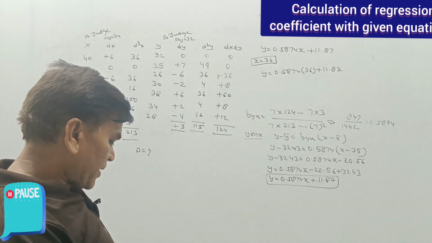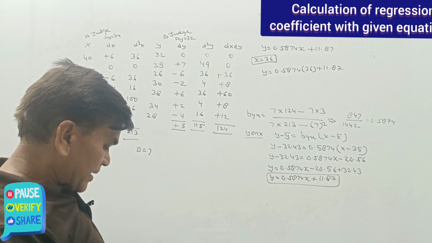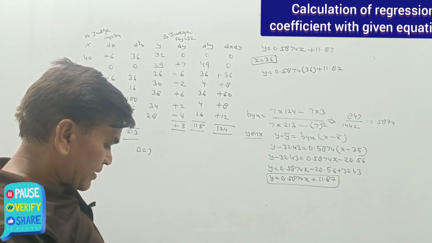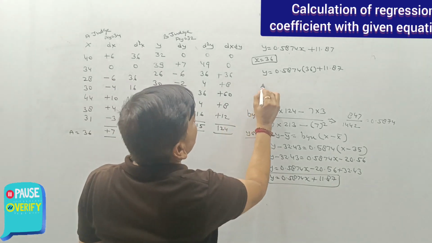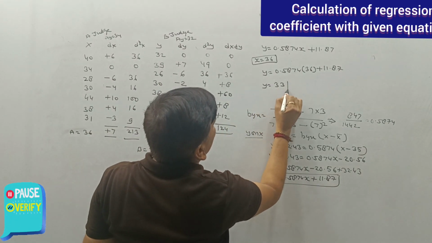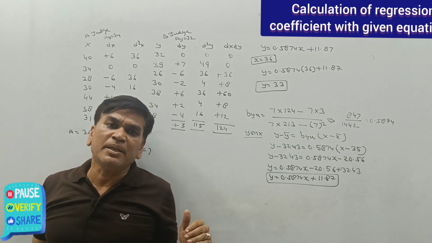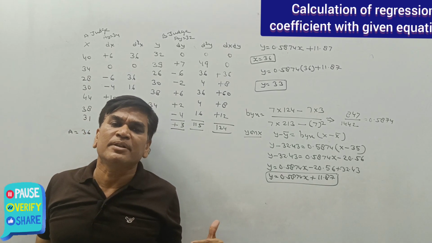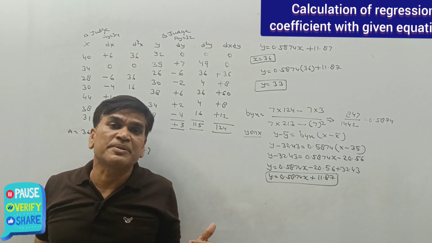So 0.5874 multiplied by 36 plus 11.87. So it will be 33 marks. So the second judge will give 33 marks. So if some of the information is not available, with the help of the regression equation, we can calculate these type of information also.